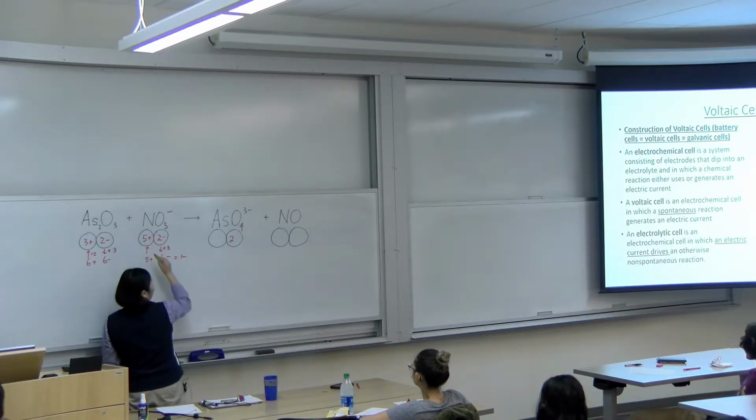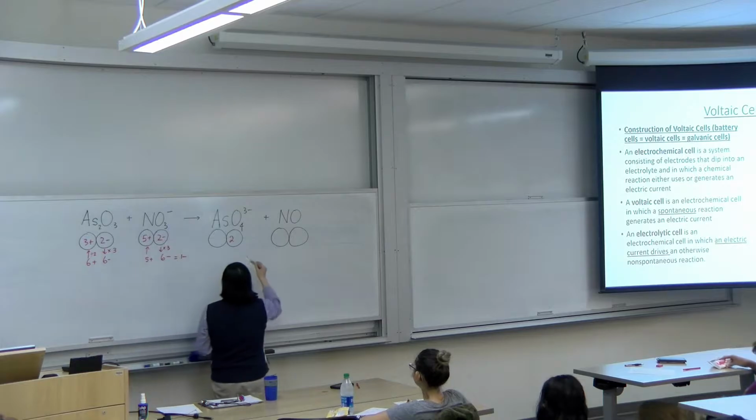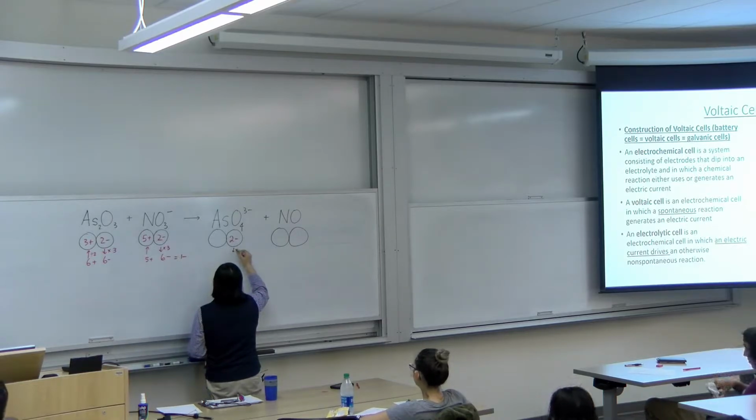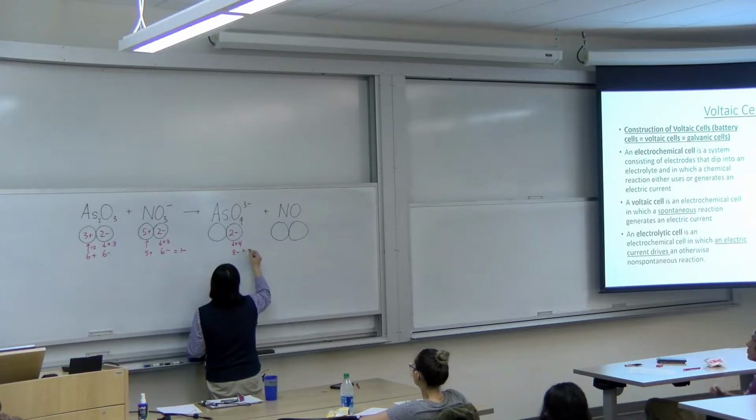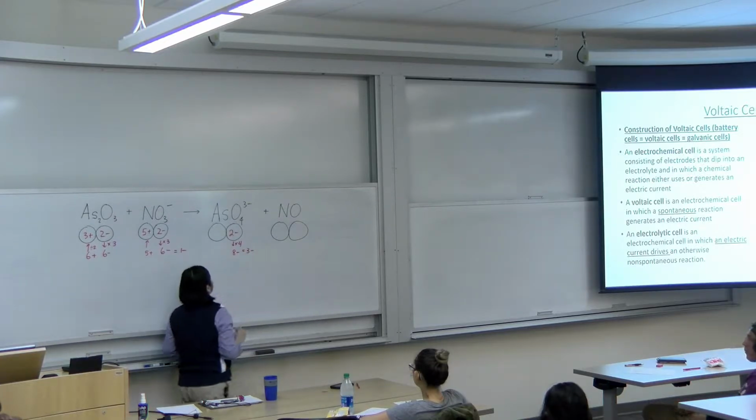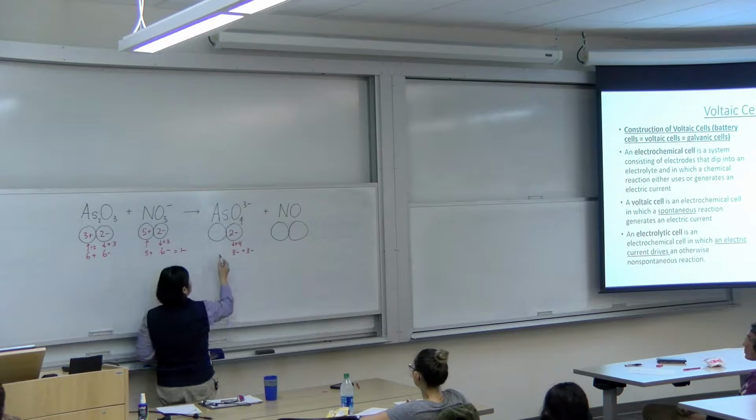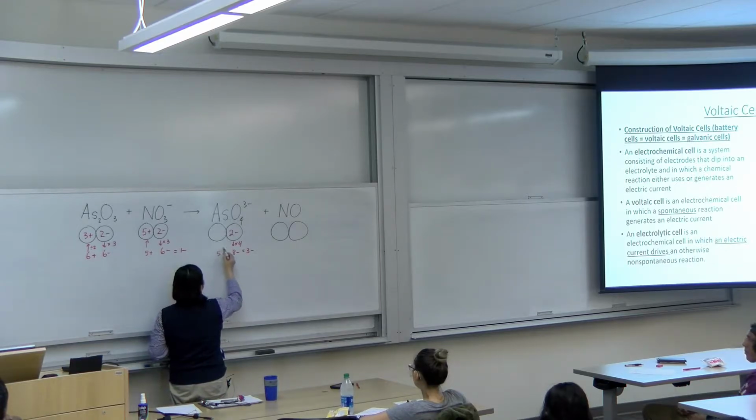Just checking to make sure all of you guys are awake. All right. 2 minus times 4 is 8 minus. There is an overall charge of 3 minus. So we must have 5 plus. 5 plus. That is correct.